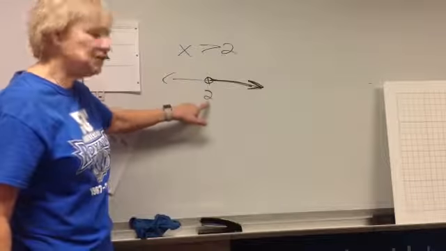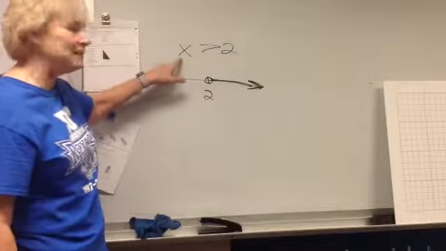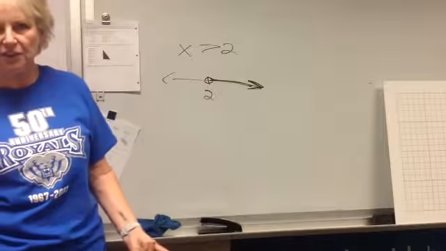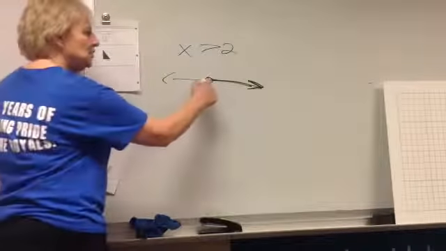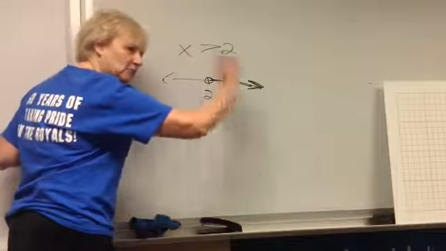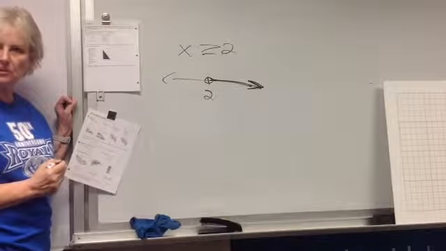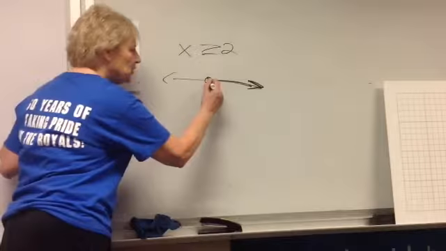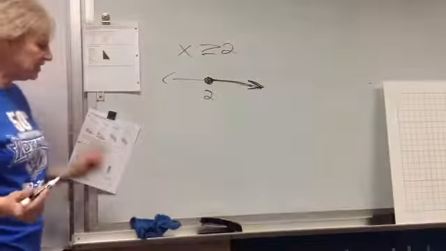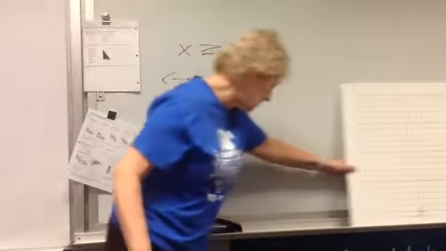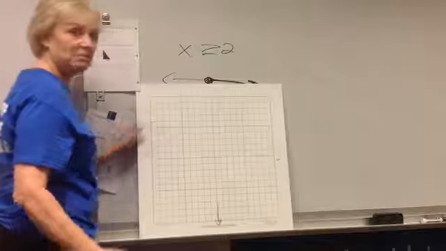Right. Because if 2 was included, it would be saying that 2 is greater than 2. Well, 2 is not greater than 2. So that means 2 doesn't count, but everything to the right of it does. If I put greater than or equal to, then you color it in. Well, that's the same concept of graphing inequalities on a coordinate plane.